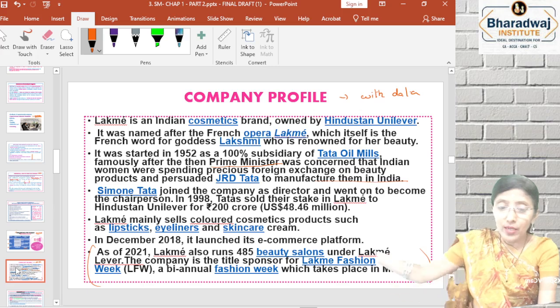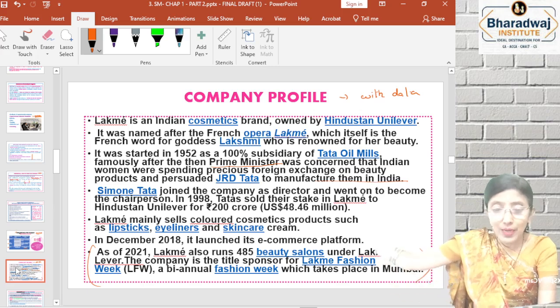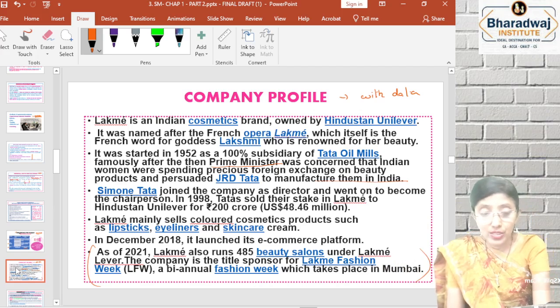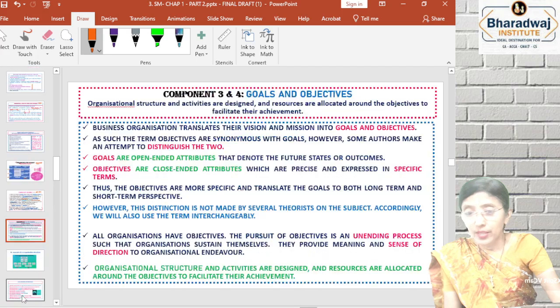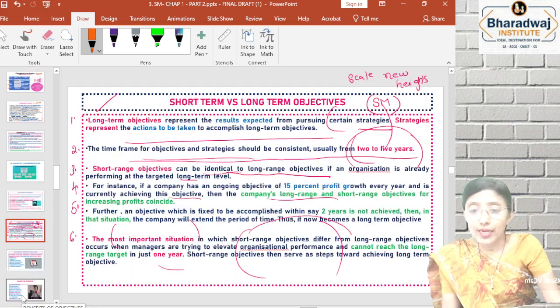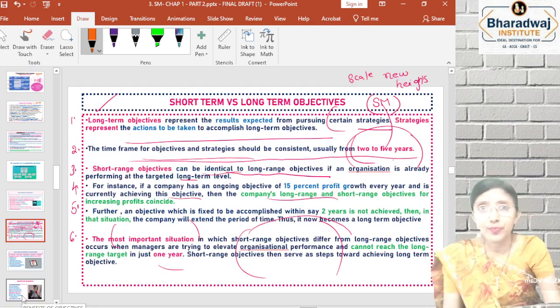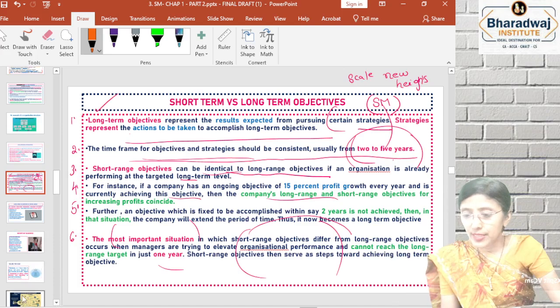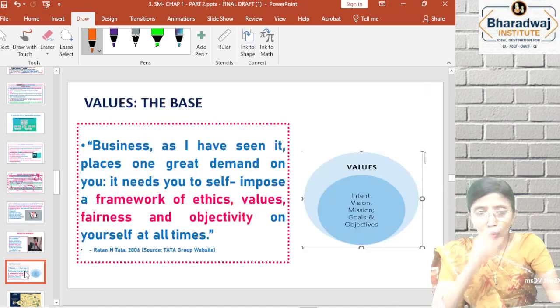Look at how many centers, spas they run, 485. As big, isn't it? They have this fashion week and all those things happening, isn't it, my dear students? And then goals and objectives, the theoretical part, and long term versus short term. In the class we did that. For objectives, when your short term objective is not achieved, go for a long one. Isn't it? That's what we told you.